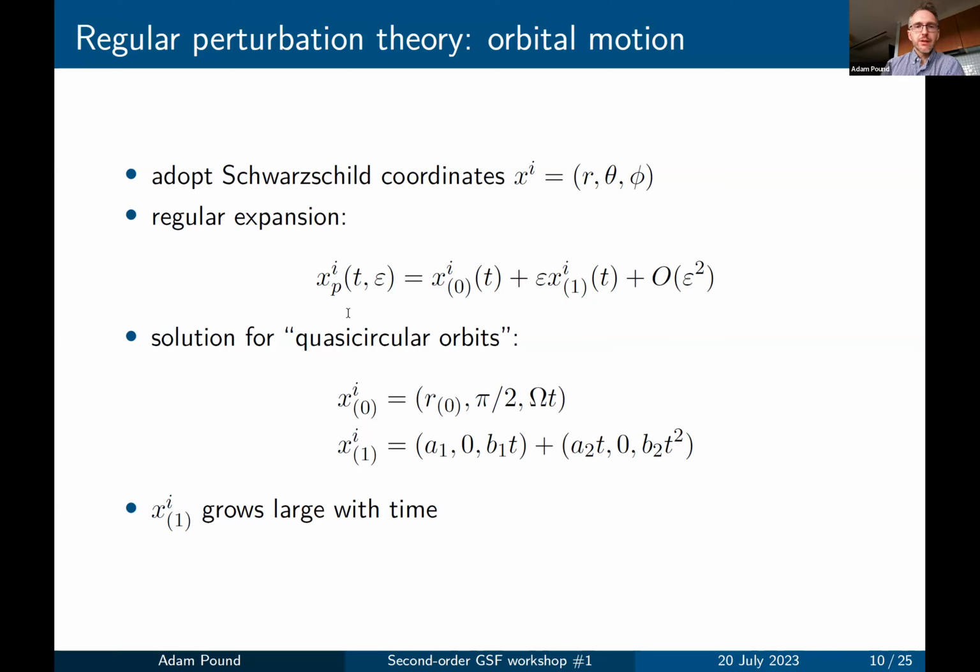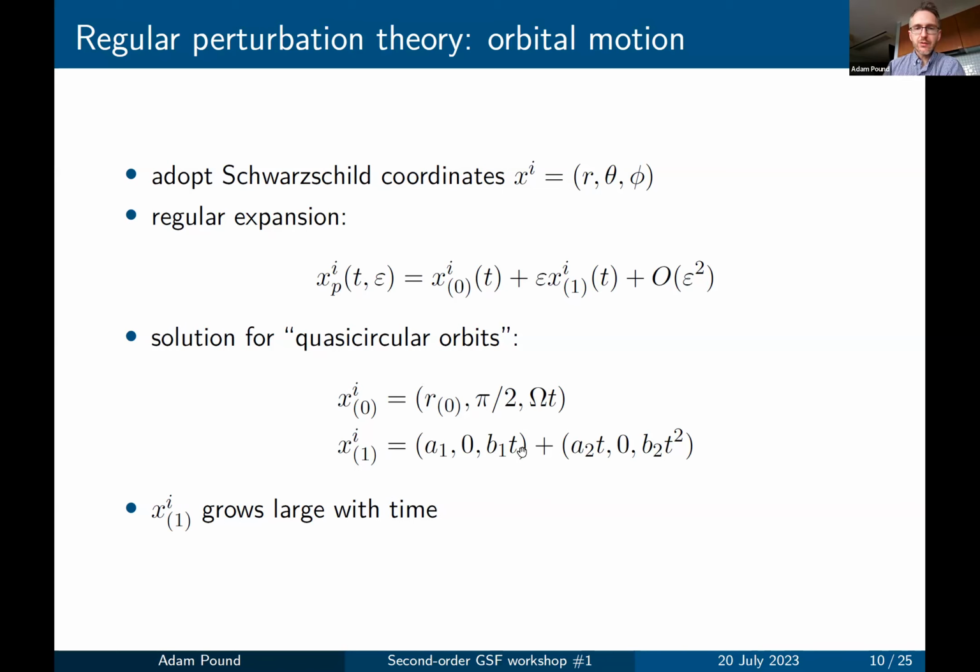And what you find is, if you're trying to describe quasi-circular orbits that are almost circular, with an expansion like this, this leading order term is just geodesic. So it's at some fixed orbital radius, r0, that doesn't depend on time. Let's put it on the equator, or choose our coordinates such that it's on the equator, pi over 2. And its azimuthal phase, phi, is omega t with a constant frequency omega. So this is just the usual circular geodesic that we all know and love.